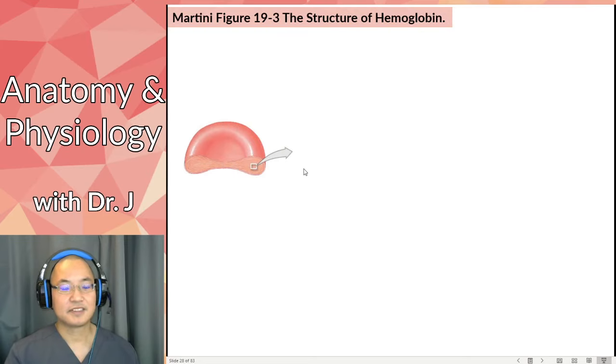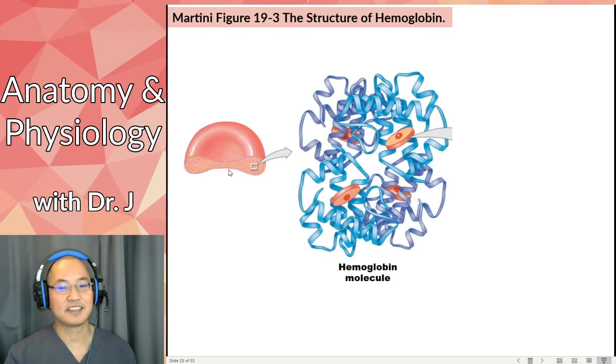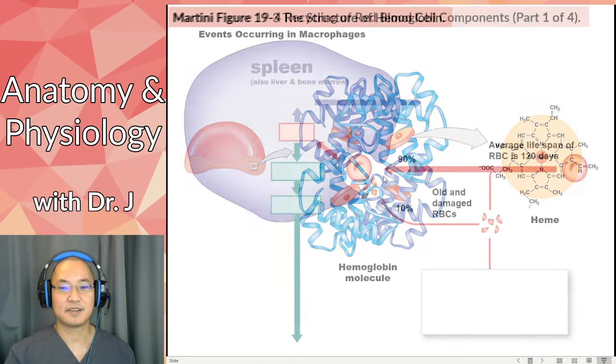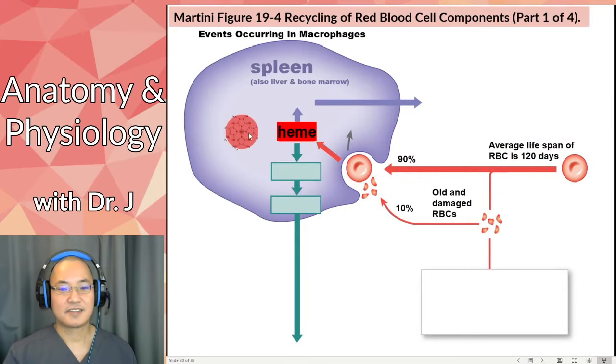So what happens when you digest a red blood cell? Well, remember, red blood cells have all that hemoglobin, and hemoglobin is mostly polypeptide and protein, but you also have those heme molecules. So now you're disintegrating this red blood cell. You're also going to disintegrate the hemoglobin molecule. You're also going to release heme, and you're also going to release the iron that's in the center of a heme molecule.